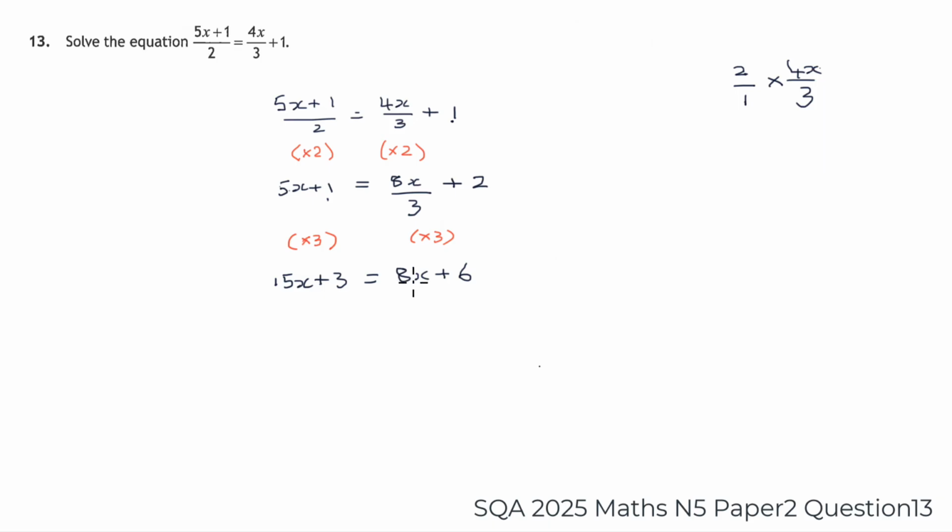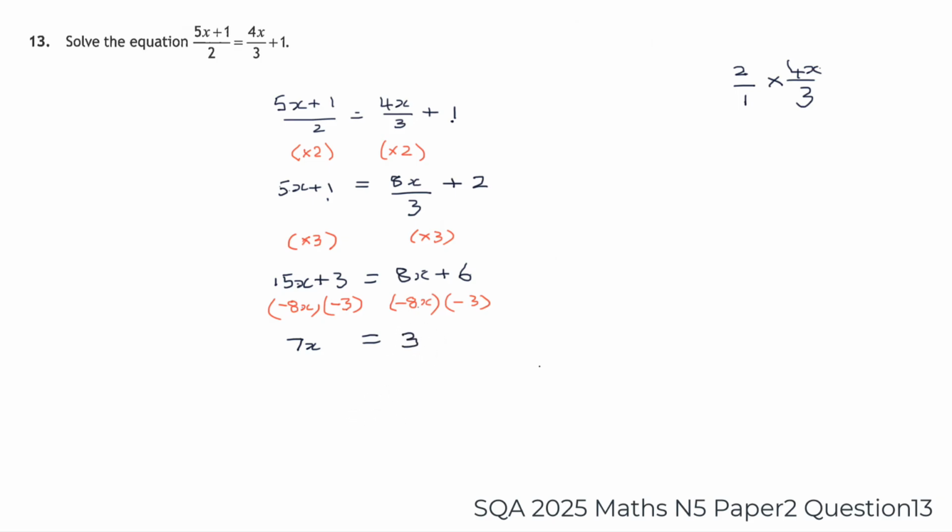Now, we need to rearrange things. This 8x, let's get rid of that. So we're taking away 8x from both sides, and at the same time we can get rid of this add 3 by subtracting 3, and do that to both sides. So what have we got after all this? 15x minus 8x would be 7x. The 3 minus the 3 vanishes. 8x minus 8x, that vanishes. 6 minus 3 is 3.